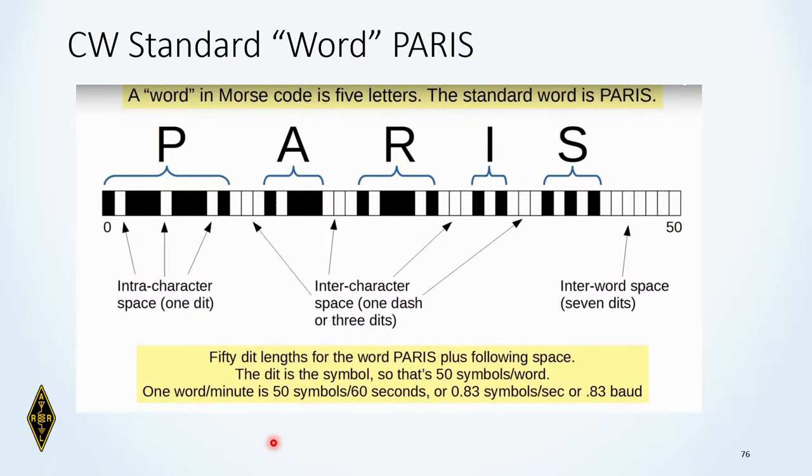1 word a minute is 50 symbols in 60 seconds, which works out to about 0.83 baud. Not that any of that matters a great deal to us, but we can use multiple sequences of the word Paris to calculate data rates and things of that nature. It's just helpful to know that this is the reference word that's used for doing timing analyses with CW. And why it's called the standard word.